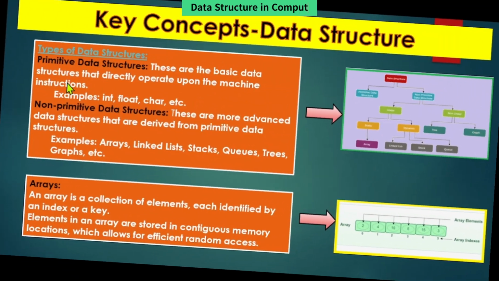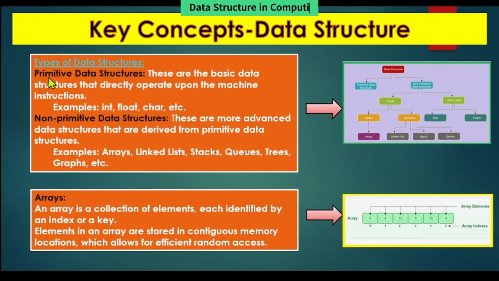Types of data structures. Primitive data structures. These are the basic data structures that directly operate upon the machine instructions. Examples: int, float, char, etc. Non-primitive data structures. These are more advanced data structures that are derived from primitive data structures. Examples: arrays, linked lists, stacks, queues, trees, graphs, etc.